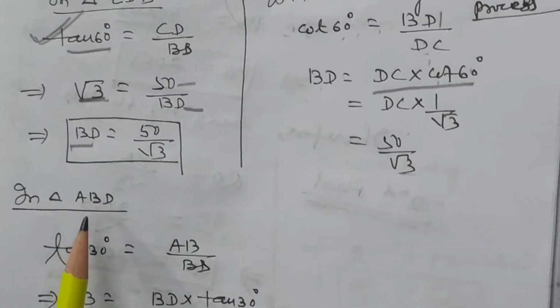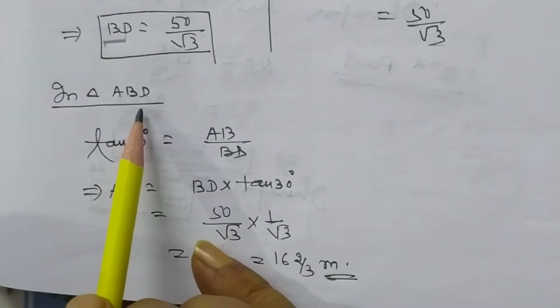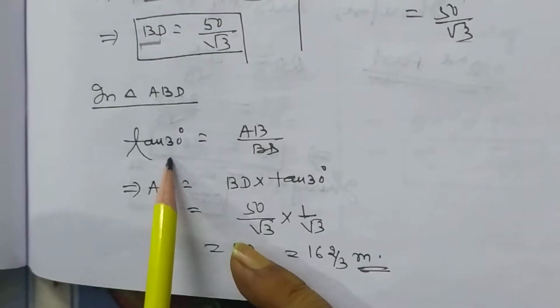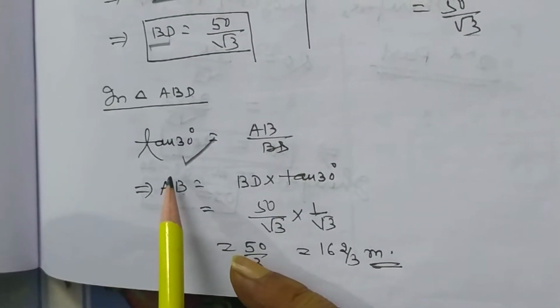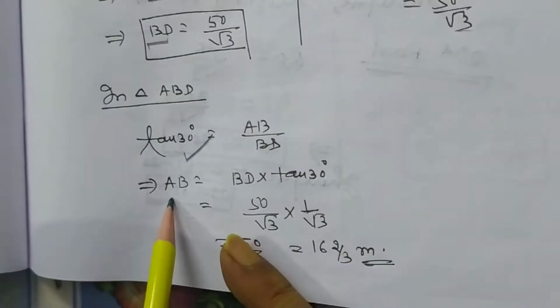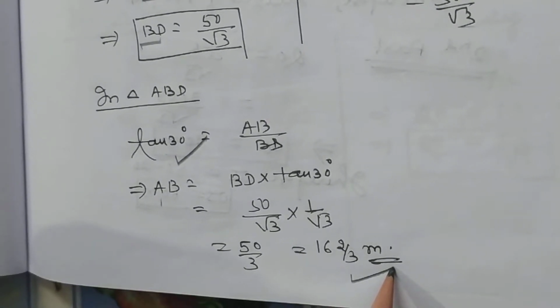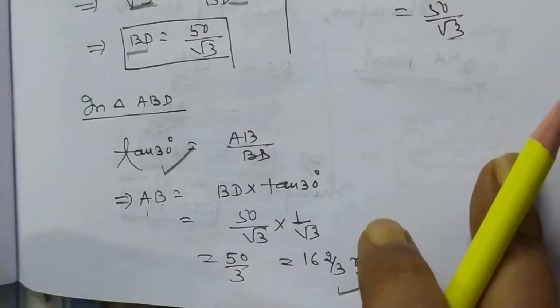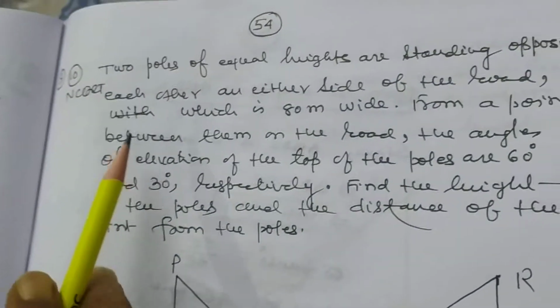Now my dear students, in triangle ABD we want to find AB. So we take tan theta here, because by multiplying it with BD we get AB. So in this way the value of AB is equal to 16 2/3 meter. My dear students, in this way you can solve this type of problem.